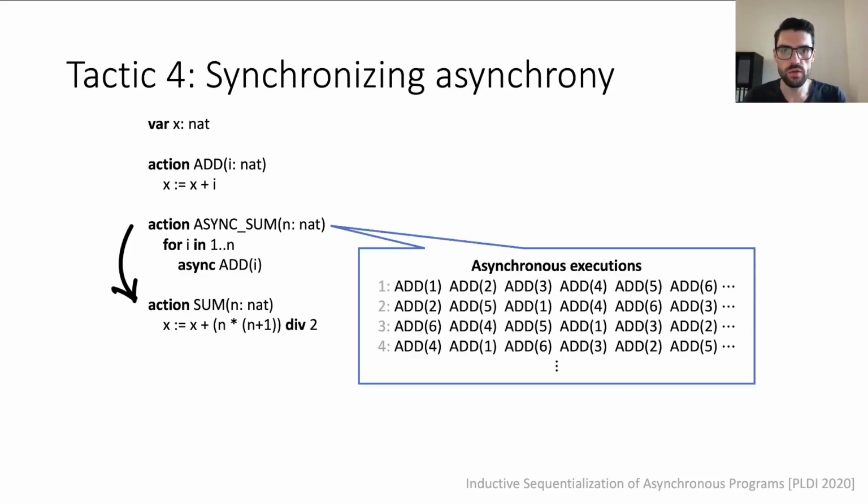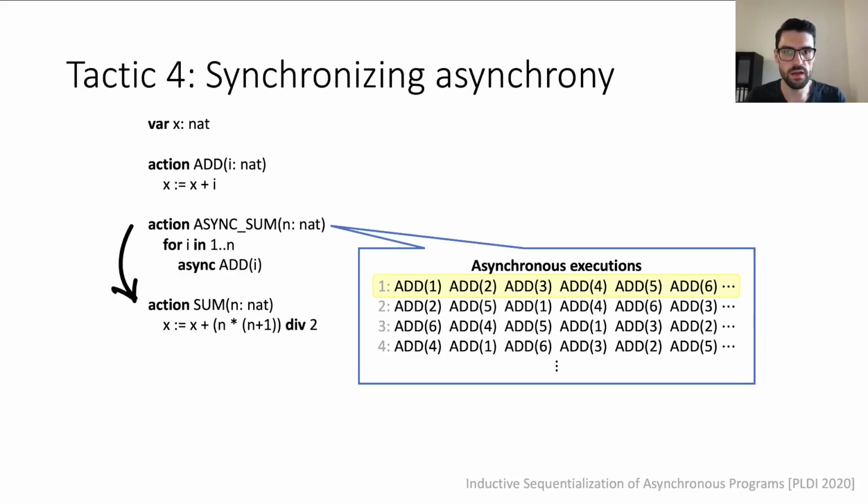If we look at the possible executions of async sum, we see that there are many of them, depending on the order in which the individual add operations take effect. A classical inductive invariant would require us to specify all of the intermediate states that can be reached by all of these different executions, which is a huge mess. However, Civl allows us to focus on just a single execution, namely the one that executes the add operations in increasing order, add 1, add 2, add 3, and so on.